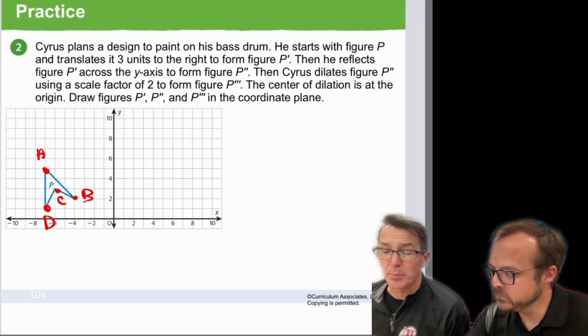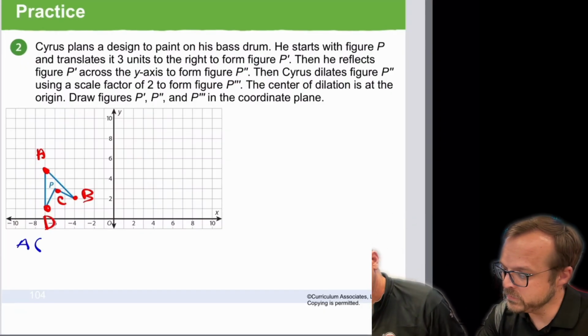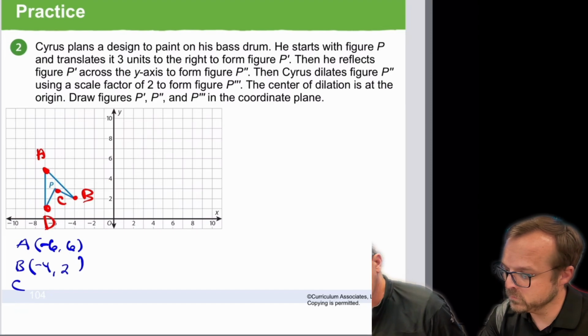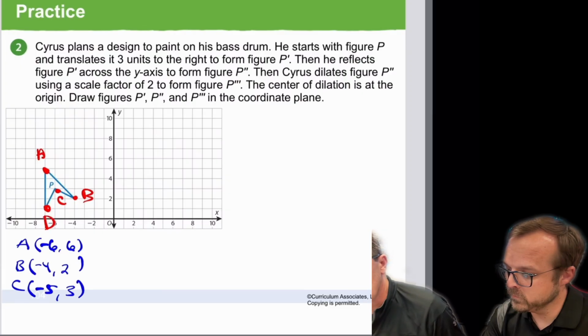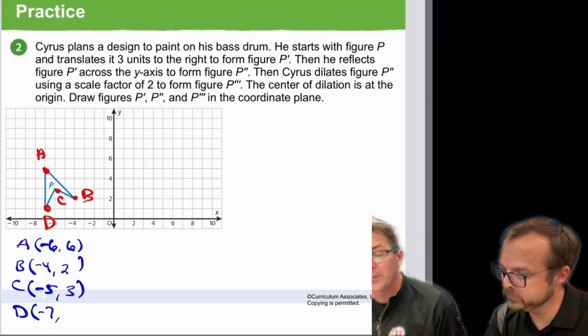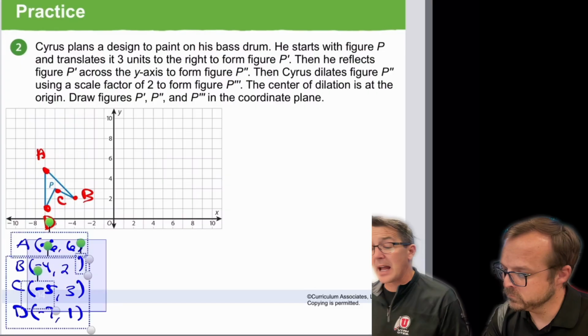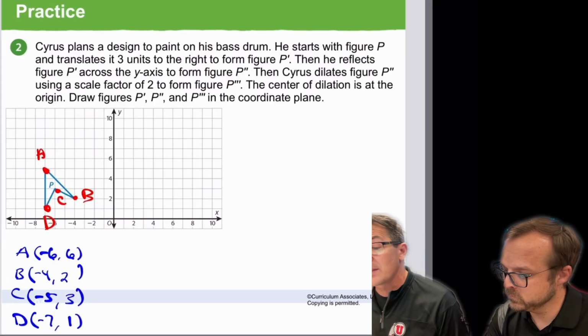A is at the point -6, 6. B is at the point -4, 2. C is at the point -5, 3. D is at the point -7, 1.